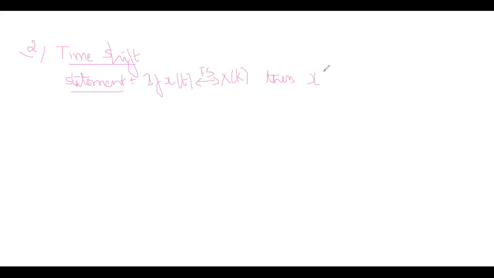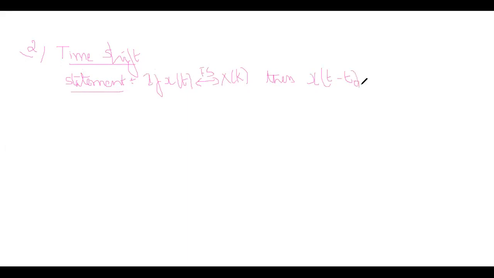The second property, time shift property. What is the statement of a time shift property? If x of t has the Fourier series x of k, then prove that x of t minus t naught.